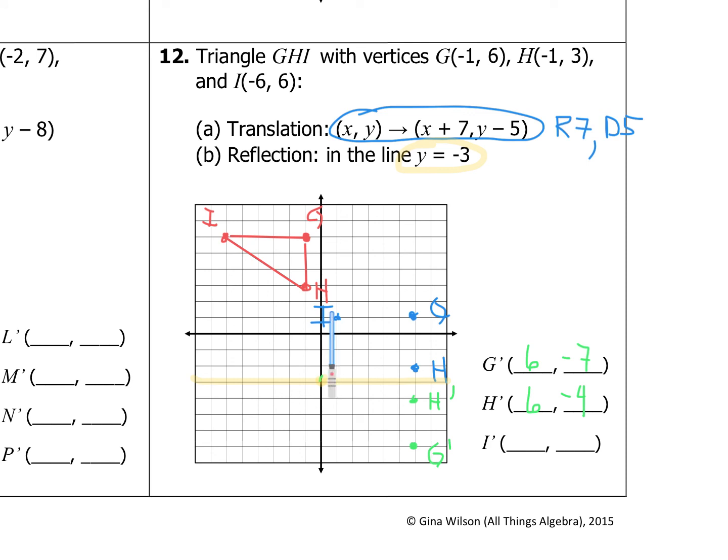And then we're going to take our I, which is 1, 2, 3, 4 away. So you want to go 1, 2, 3, 4 away here, which is +1, -7. +1, -7. And then plot your point.